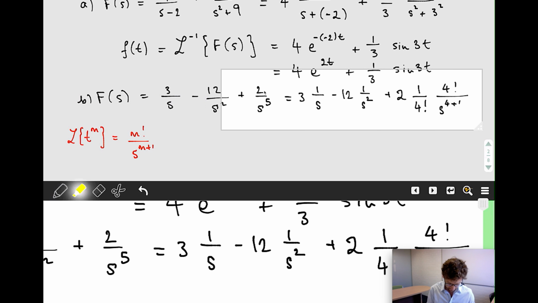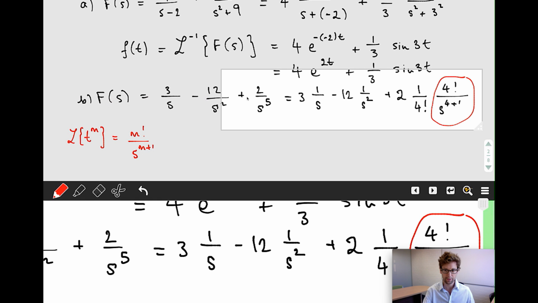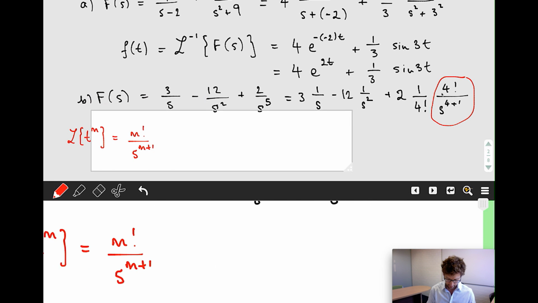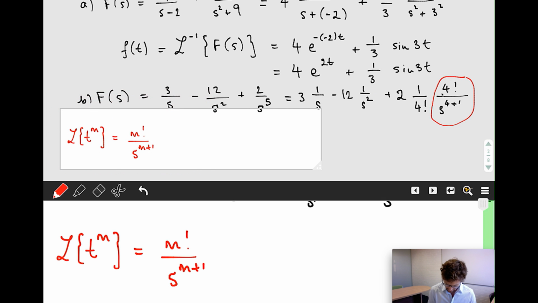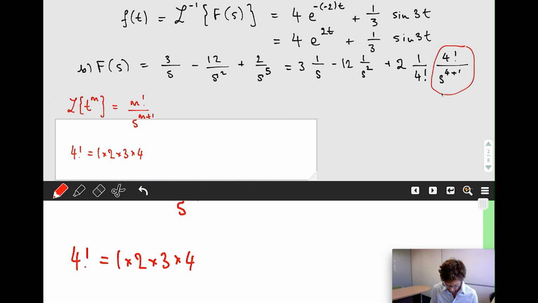And now this piece here looks exactly like my expression in my tables, m factorial over s^(m+1). So you can see that m is going to be 4, and the inverse Laplace transform of that is going to be t to the power of 4. One last thing that we need to do, of course, is to figure out what 4 factorial is. So 4 factorial is equal to 1 times 2 times 3 times 4. You may have a button on your calculator for that, but 4 factorial is equal to 24.